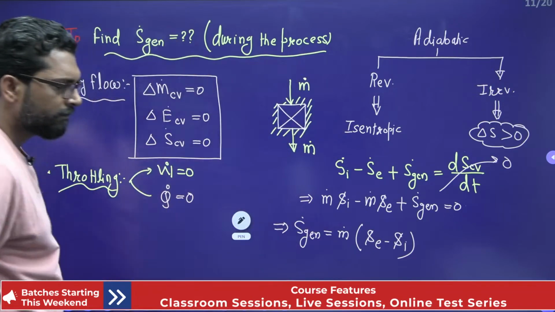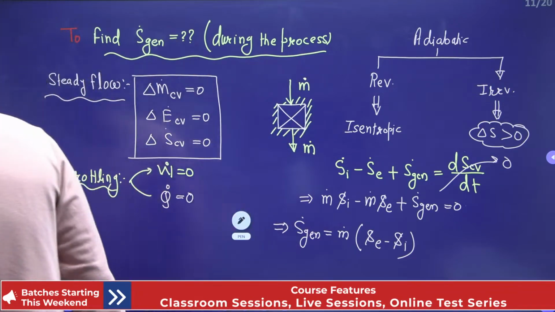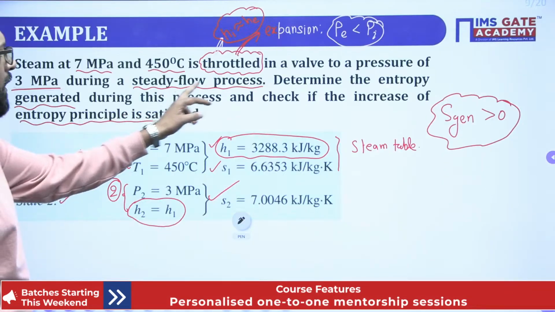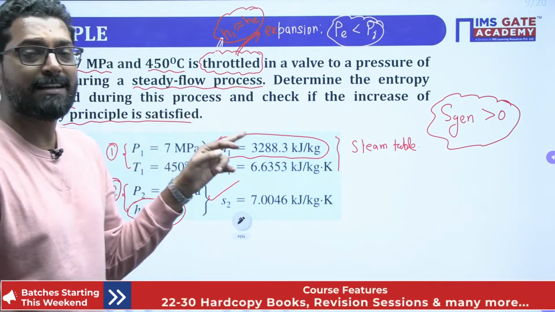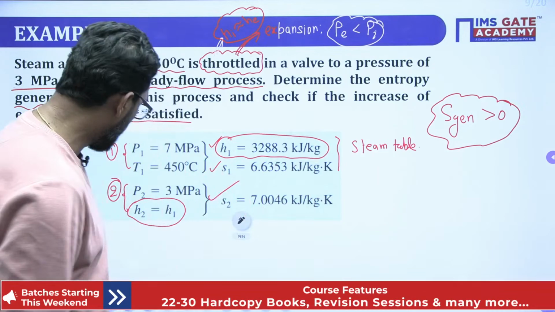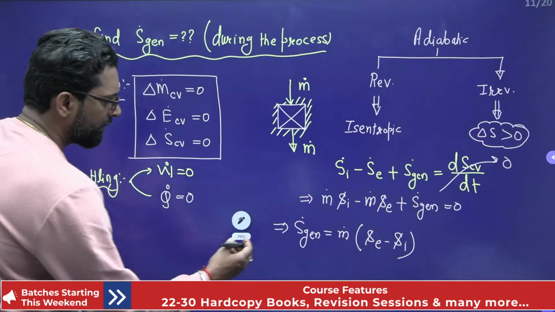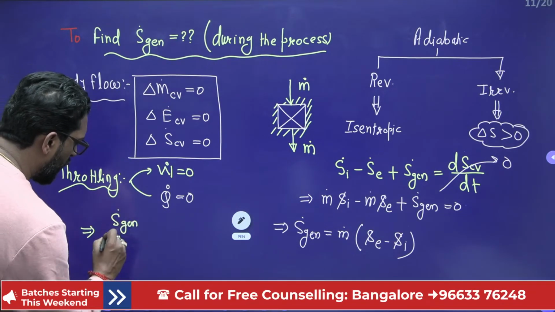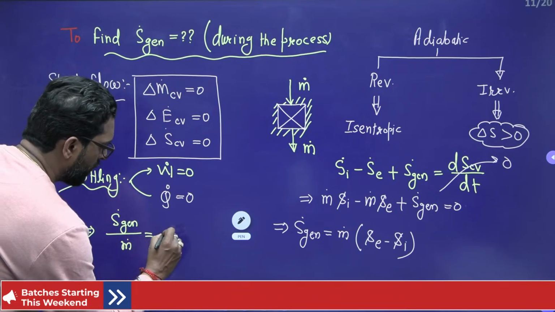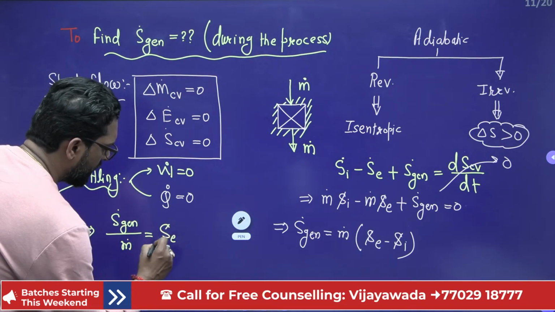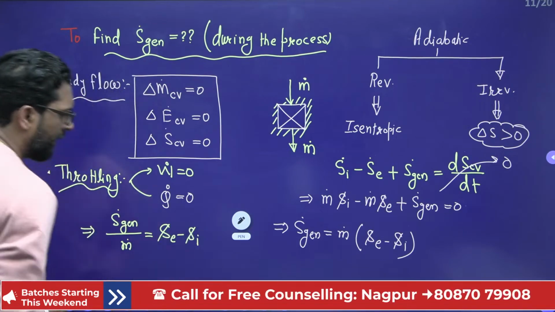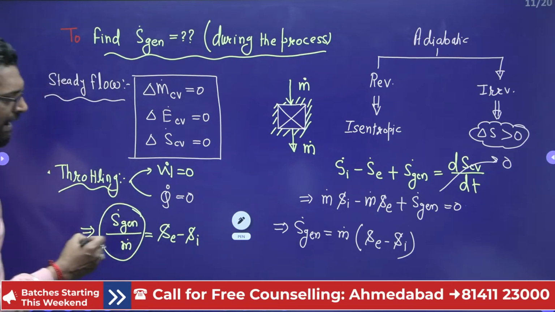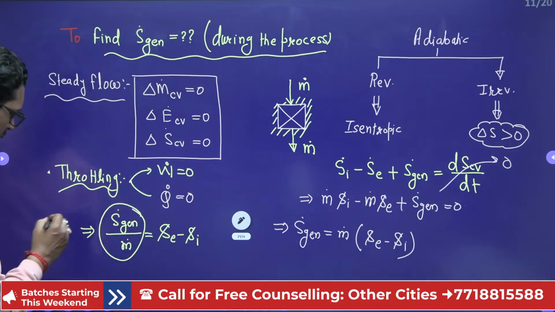What is the mass flow rate? Is it given or not? The question asks us to determine the entropy generation, so we have to find it in kilojoule per kg Kelvin, because mass is not given. So we just divide it: S generation dot divided by m dot is equal to S exit minus S inlet. This is the entropy generation per unit mass, small s g.